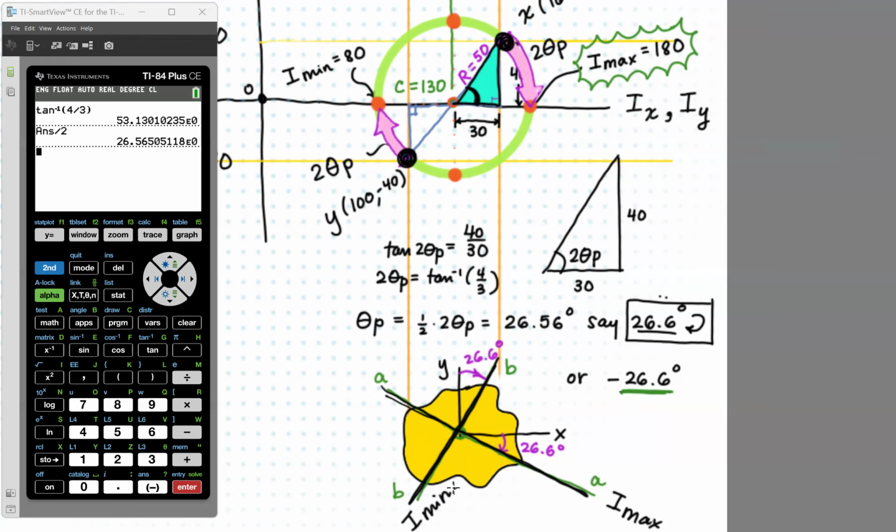And for the names of the axes, some people use U and V, some people use I and J, some people use X prime and Y prime. It doesn't really matter what you call them as long as you know how to interpret all your Mohr's circle results. All right, that's it for this homework set.